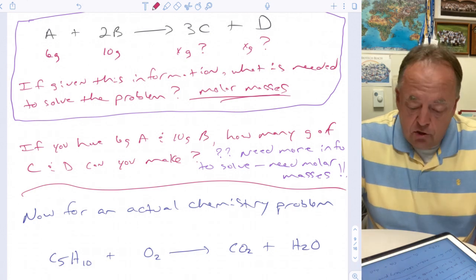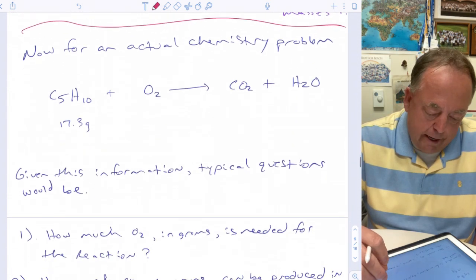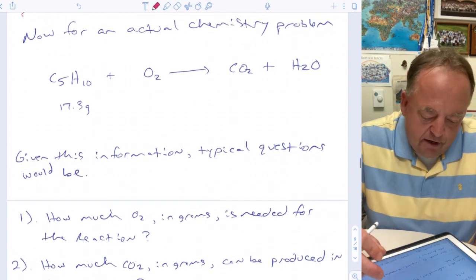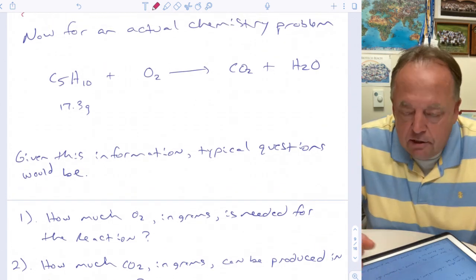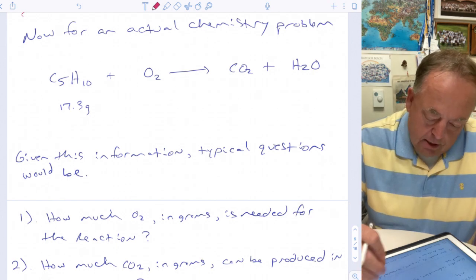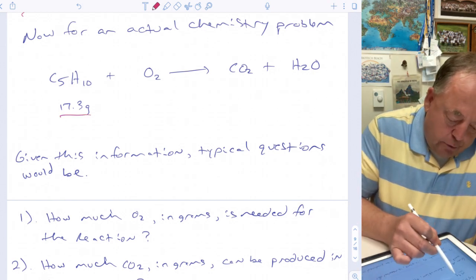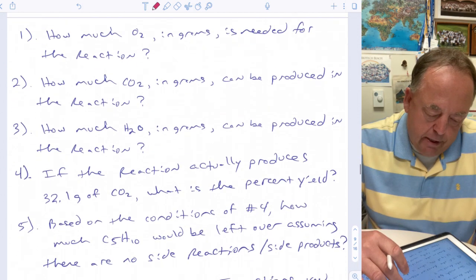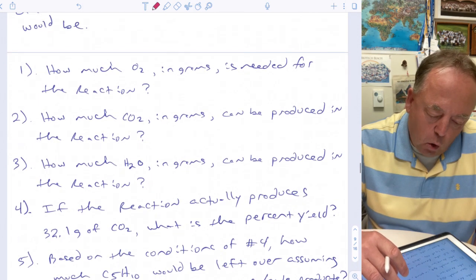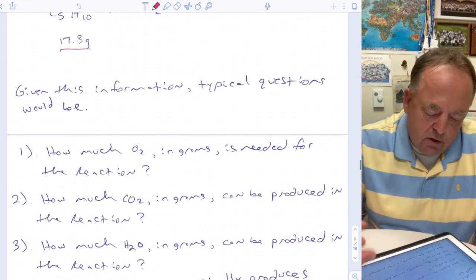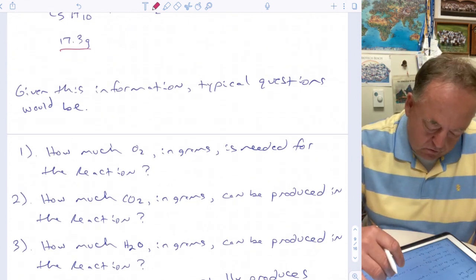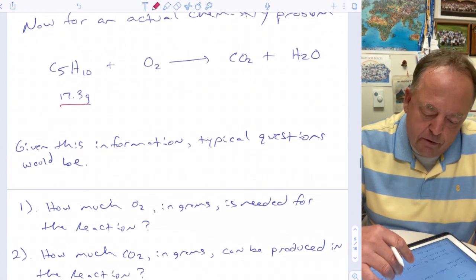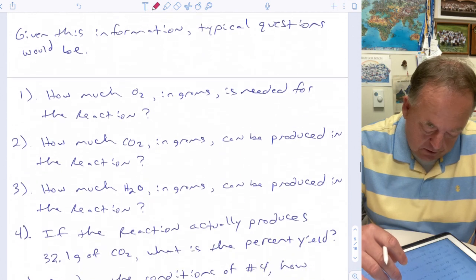Okay, so that's basic stoichiometry, and so now let's apply it to a real example. So if we had this problem, C5H10 plus O2 reacts to make CO2 and water. So given this, and you had 17.3 grams of this. So typical questions that you would be asked would be, how much O2 in grams do you need to react with this much C5H10? How much CO2 in grams can be produced? How much H2O, how much product can you make in grams?